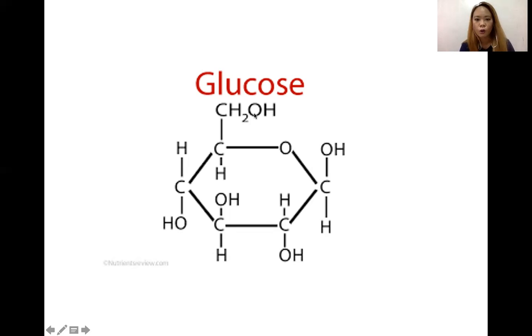So this is glucose. You will see a lot of glucose in Biology 1, including Biology 2. So take note of the structure and the molecular formula of glucose.